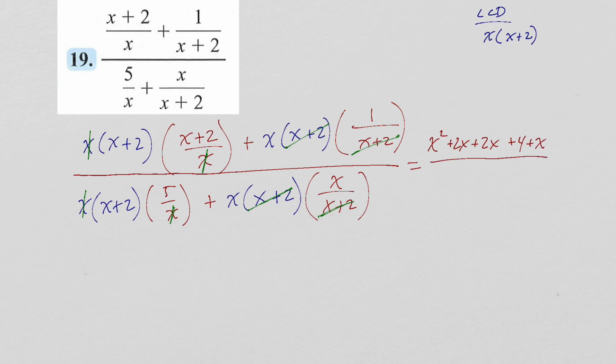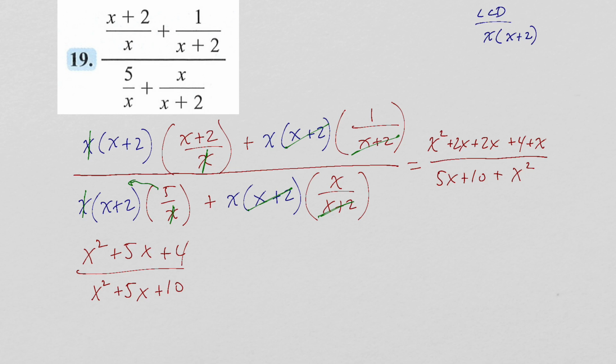That's the numerator. In the denominator, I'm going to take this 5 and distribute it through there, and I'll get 5x plus 10, plus, and then I'll take x times x, and we'll get x squared. So now I'm going to combine like terms. I have x squared, 2x, 2x, and 1x is 5x, and plus 4 over, and down here I've got x squared plus 5x plus 10.